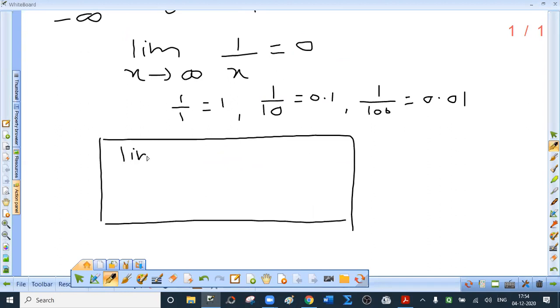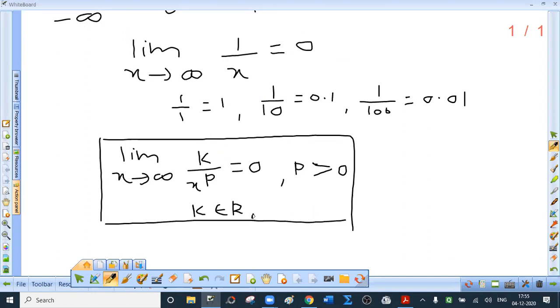It is limit x tends to infinity, k upon x raised to p equal to 0, where p is greater than 0. K belongs to R, K is a real number, K not equal to 0. In some cases K is 0, but 0 into any real number is 0. Don't say 0 into infinity is 0, right? So in that sense, I'm saying that usually K is not equal to 0.